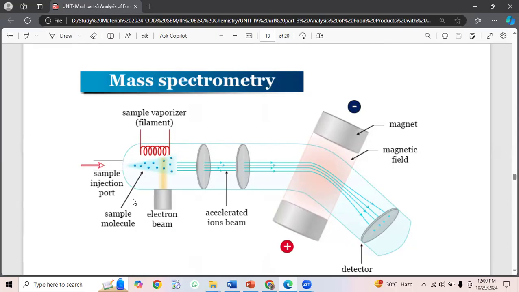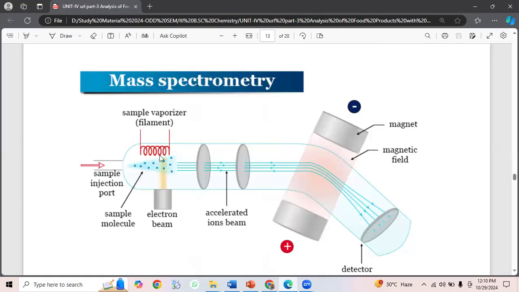First, the sample molecule, either in gas, liquid or solid form, is introduced into the mass spectrometer. It is usually vaporized and introduced as ions, often by an inlet system or coupled with techniques like gas chromatography or liquid chromatography.